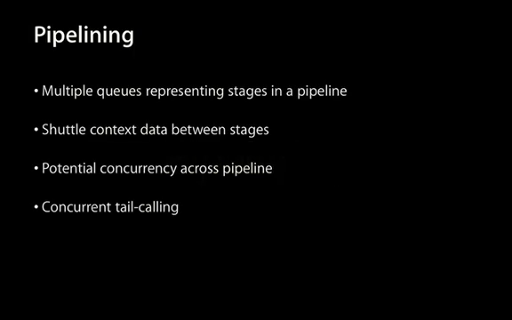So what is a pipeline? Well, you can imagine multiple stages in your program. You might want to represent those with dispatch queues. And what you can do is you can shuttle some context between those stages to accelerate your program. And there's the potential for concurrency created between the different queues that exist in your pipeline. So while an individual stage might be a serial queue, the totality of serial queues and global queues will create an opportunity for concurrency. And a different way to think about this is concurrent tail calling.